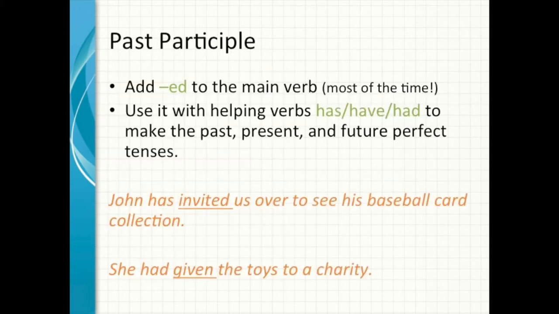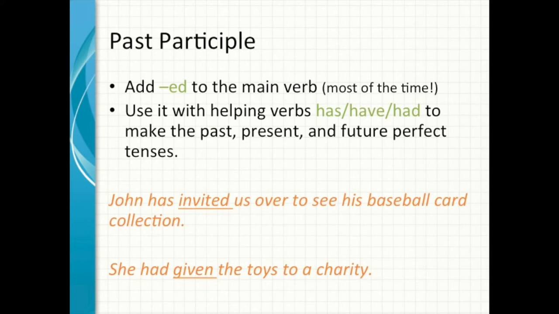Okay, now let's look at the past participle. This one can be a little bit tricky. To form the past participle of a verb, most of the time you add ed to the main verb. However, remember with past tense, sometimes there are tricky and irregular forms of the verb, so they're not always easy to find. How do we use a past participle? Well, you can use it with the helping verb has, have, or had in order to make the past, present, and future perfect tenses.